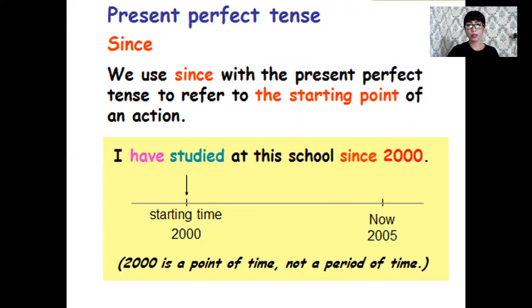In this timeline, you can see that I have studied at school since 2000. It means the starting point of any action. We use since. Since 2000, I have studied at school. 2000-yildan beri o'qiganman maktabda. Right now, it is 2005, and I have finished studying at school. I started going to school in 2000.